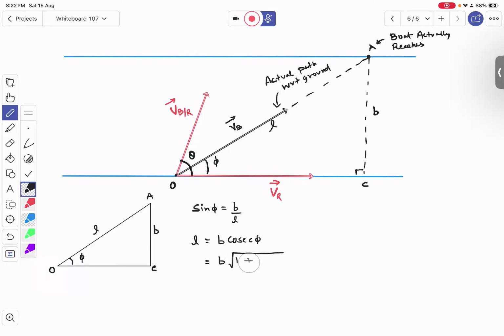That will be B into root over 1 plus cot square phi. But how to find cot phi? Maybe I can find tan phi, no? Because we know the formula of tan phi, remember? Tan phi was equal to vector B sine theta by A plus B cos theta, no? Remember? B sine theta by A plus B cos theta.